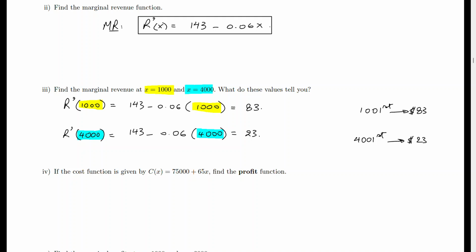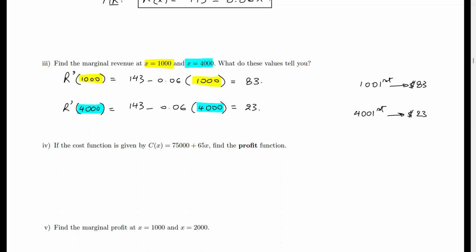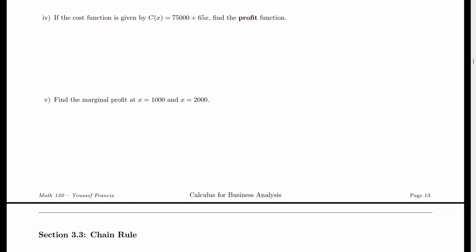Maybe I had to advertise less, or the demand was really high at that point, so everybody was dying to get one of those speakers, but not so much when I've sold 4,000 of them already. In any case, let's continue to part 4 of this problem.